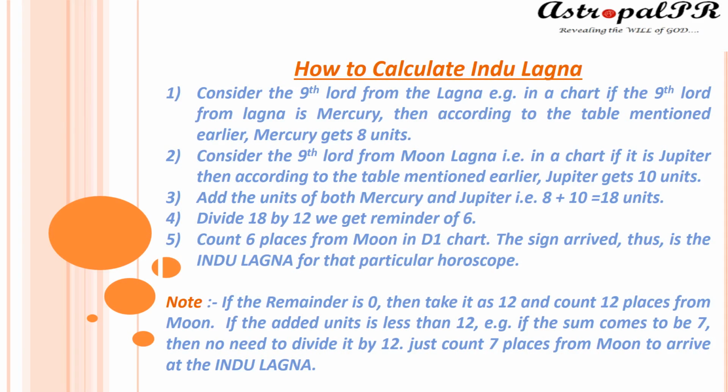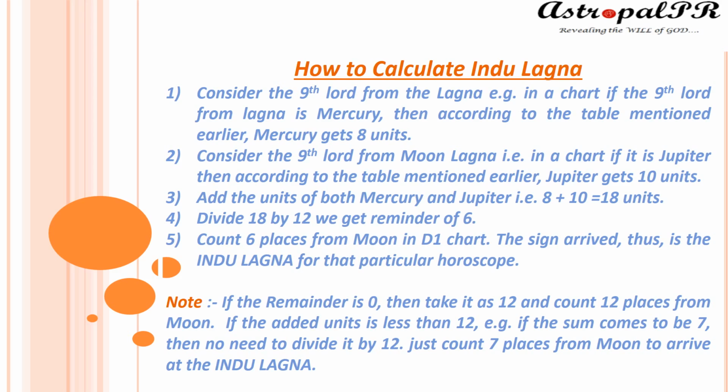The first step is to consider the 9th lord from the Lagna. For example, in a chart, if the 9th lord from Lagna is Mercury, then according to the table mentioned earlier, Mercury gets 8 units. Secondly, see the 9th lord from the Moon Lagna. If in a chart it is Jupiter, then according to the table, Jupiter gets 10 units. Now add the units of both Mercury and Jupiter, that is 8 plus 10 equals 18 units.